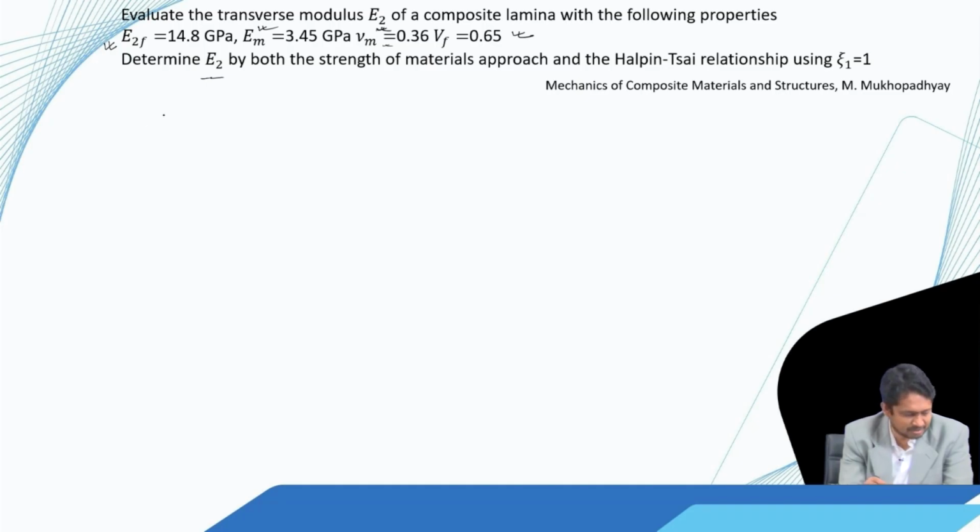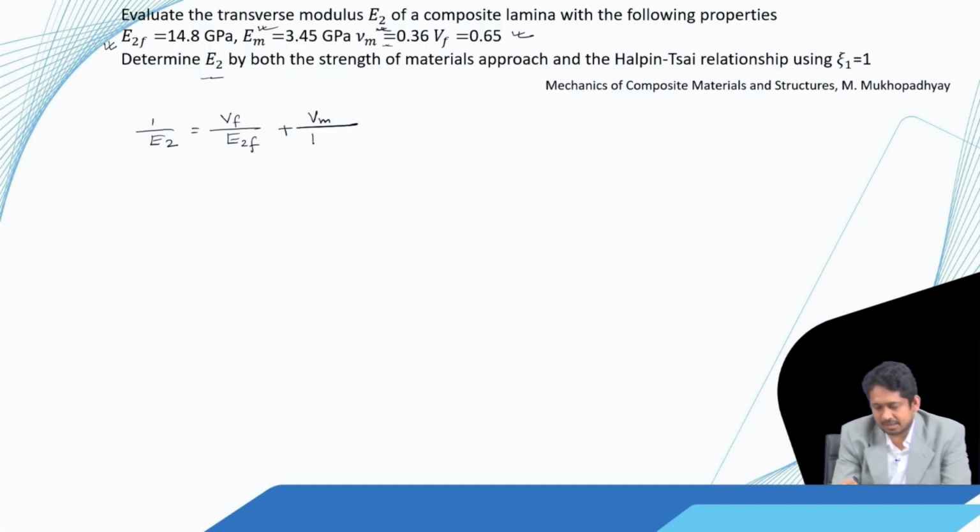For the strength of materials based approach, we can find it out as this. We know that 1 by E2 is equal to Vf by E2f plus Vm by Em, and we can just put the numbers here.